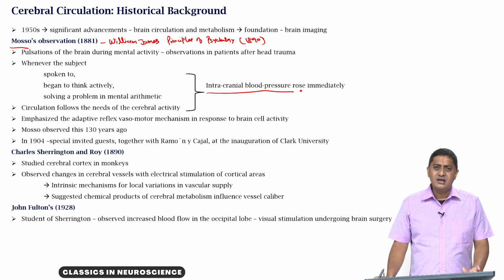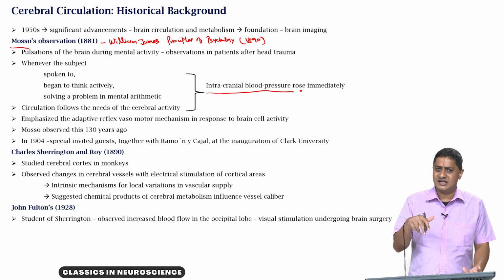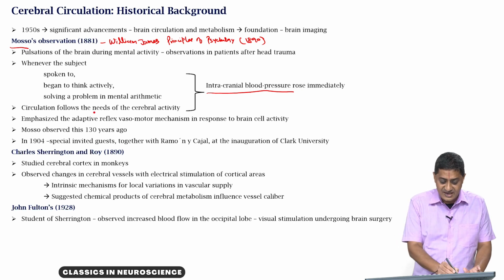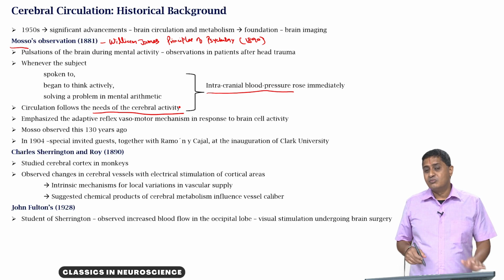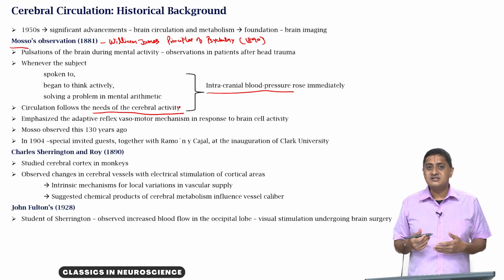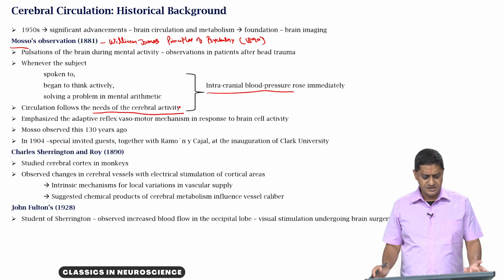So how much blood would flow? That depends on the demands of the mental activity. That is, cerebral circulation follows the needs of the cerebral activity. More and more activation means more and more blood flows. Of course, you would not flood the brain with blood that is not needed, right?